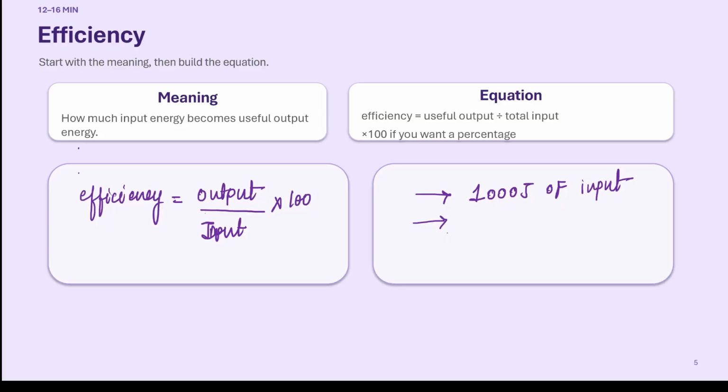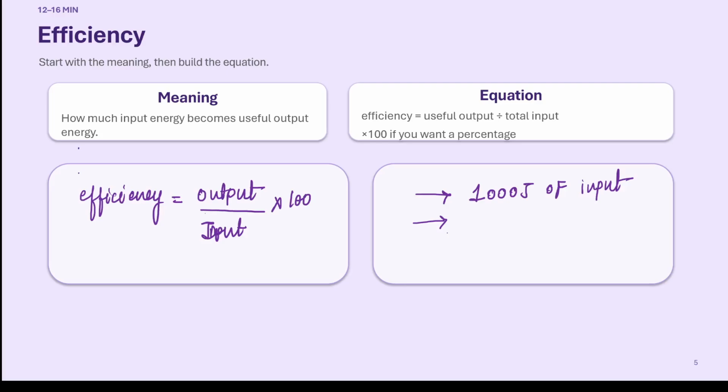So what is the efficiency of my barbecue? The efficiency will be 200 divided by 1000, and that would be 0.2. Sometimes if the question asks you to convert it into a percentage, just multiply by 100, so 20% would be the answer.